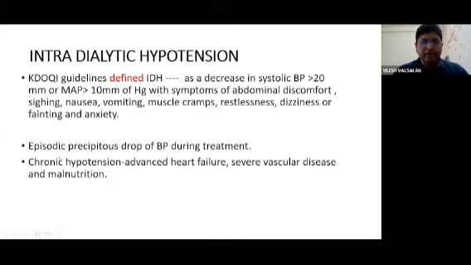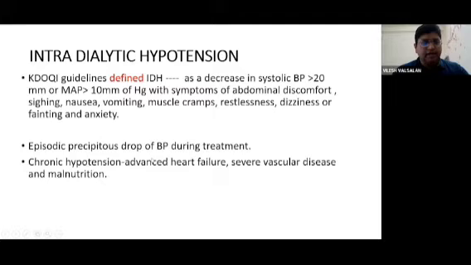One is when during a session, you see a sudden drop of blood pressure, which we also call an episodic precipitous drop of blood pressure during treatment. Or some people who have got advanced heart failure, severe vascular disease, chronic liver disease, malnutrition, they chronically, when they come for dialysis, have hypotension, or what we call chronic hypotensive cases.